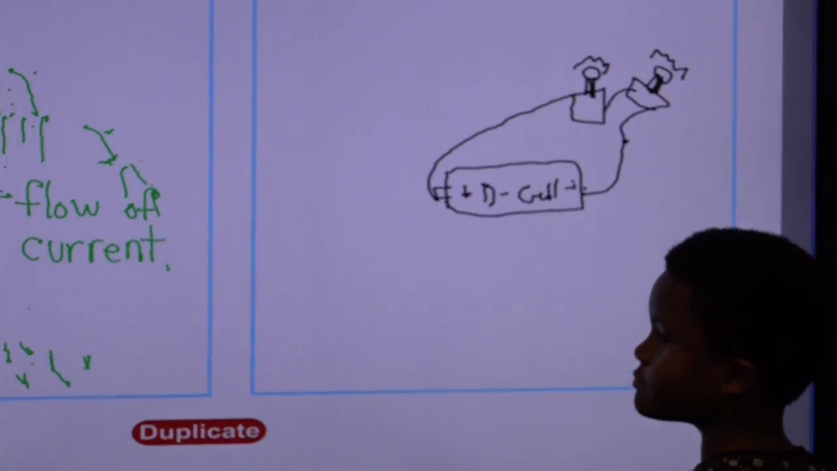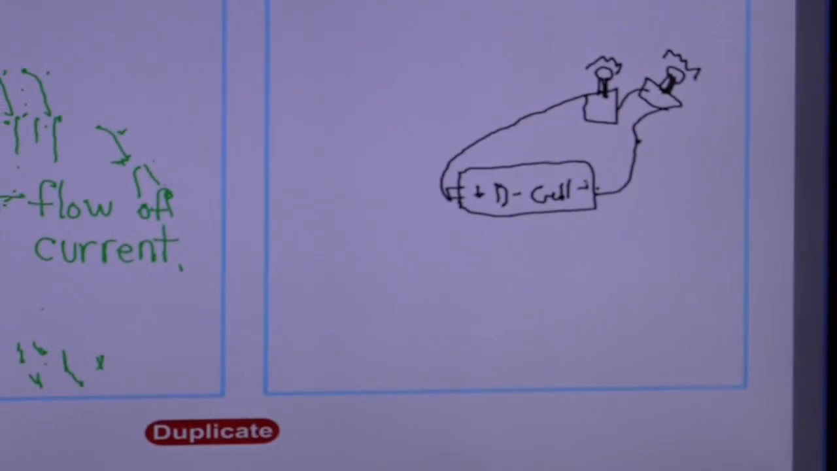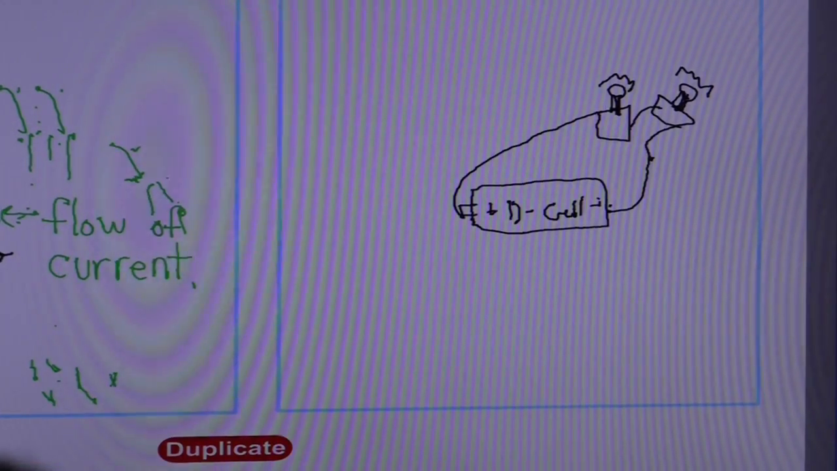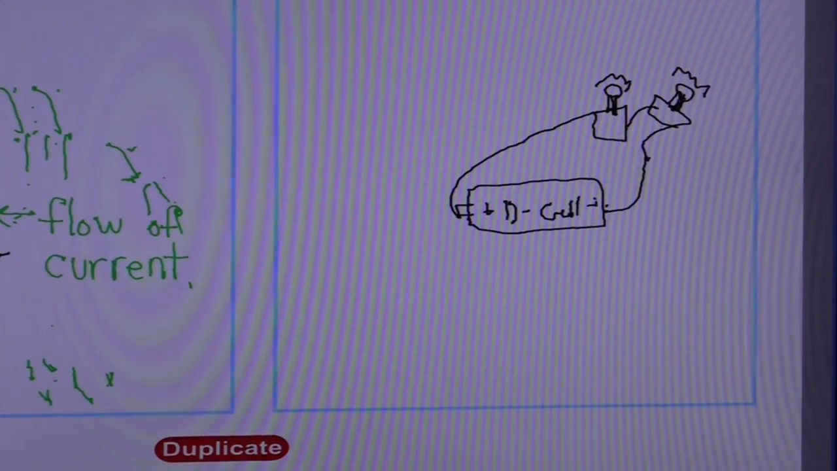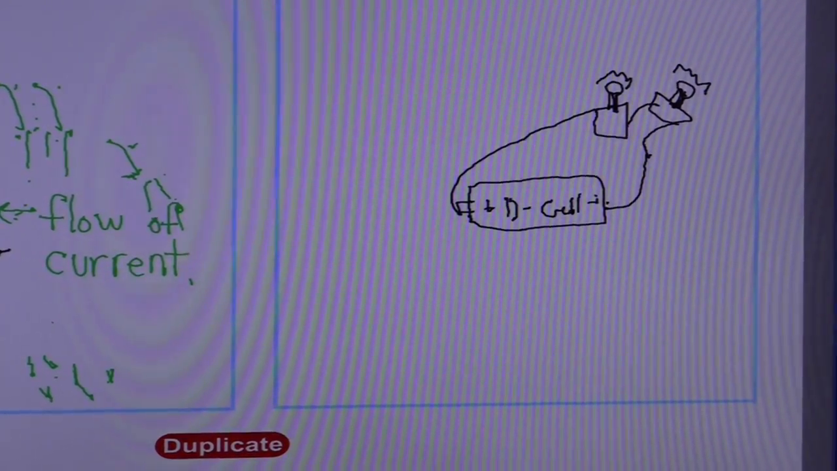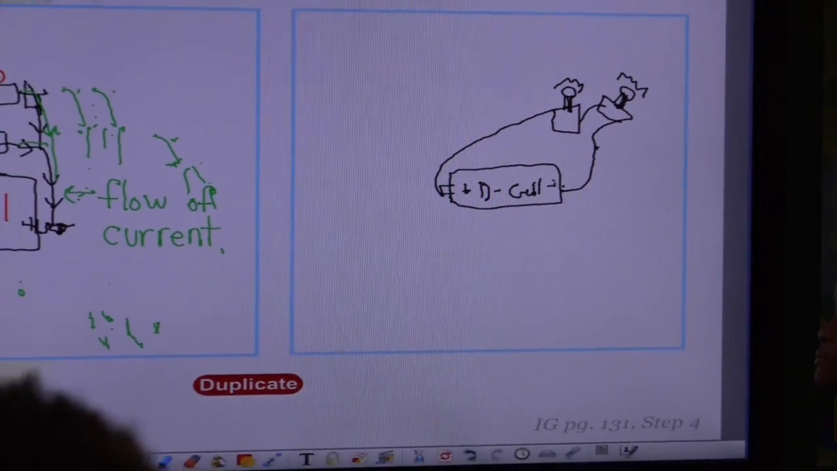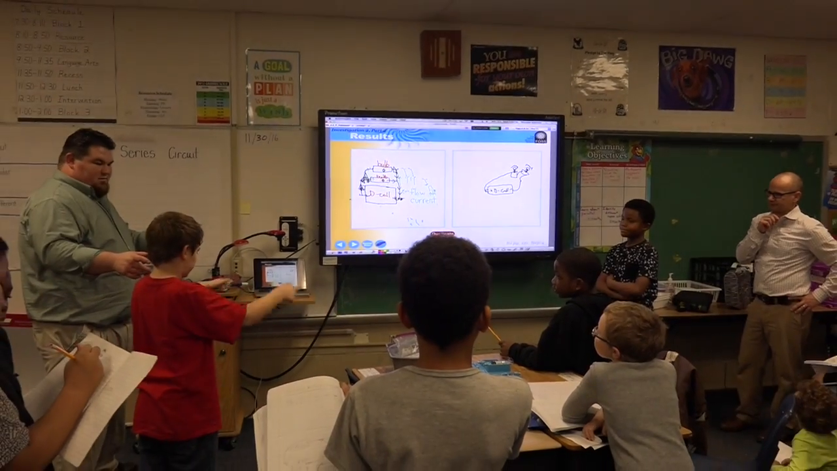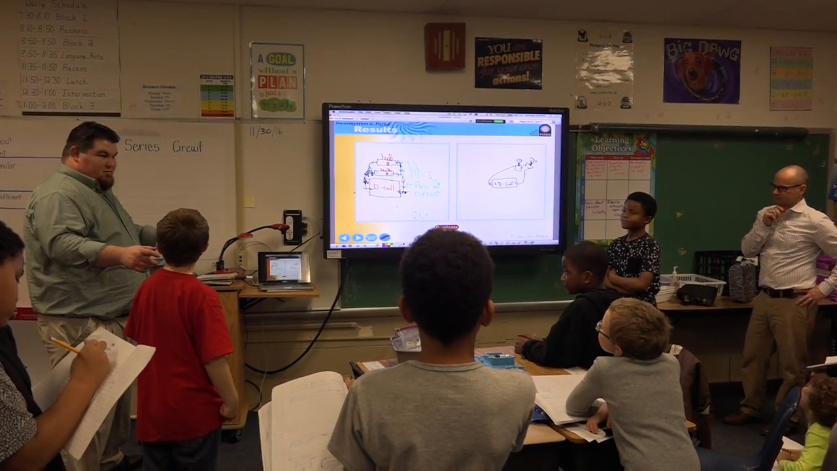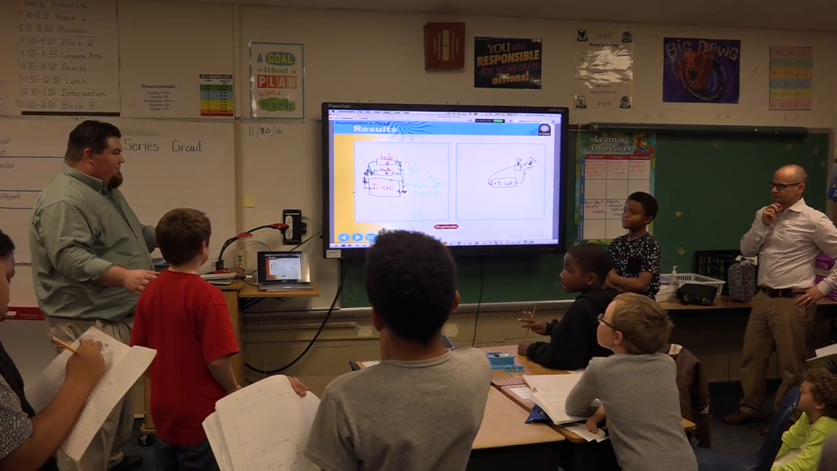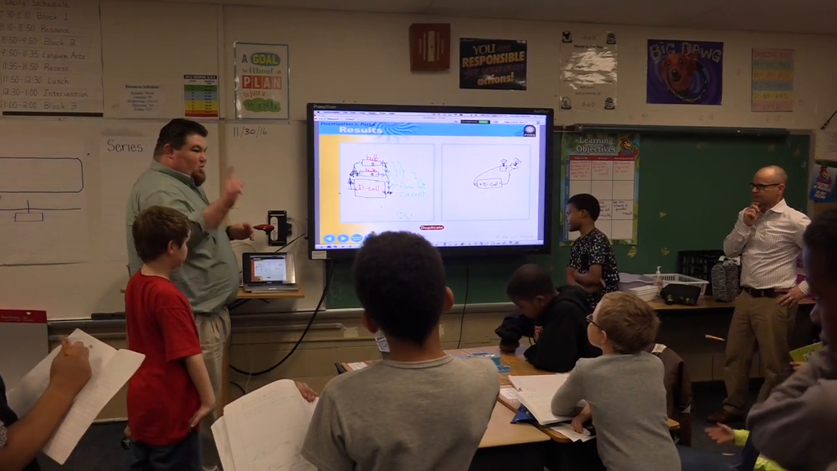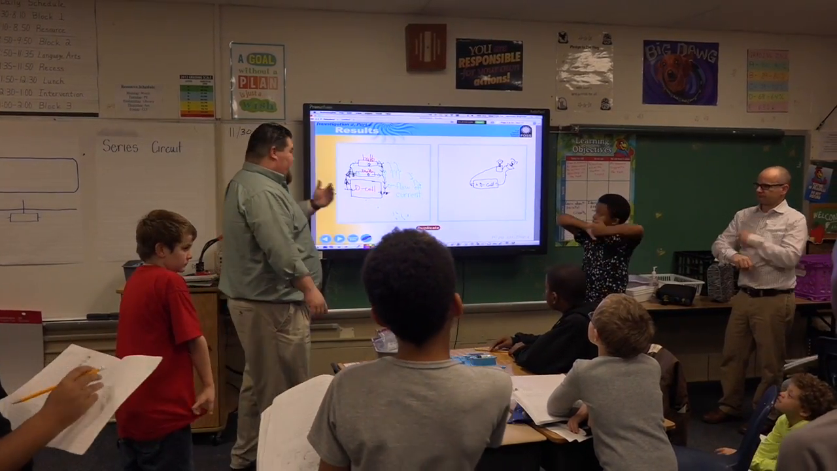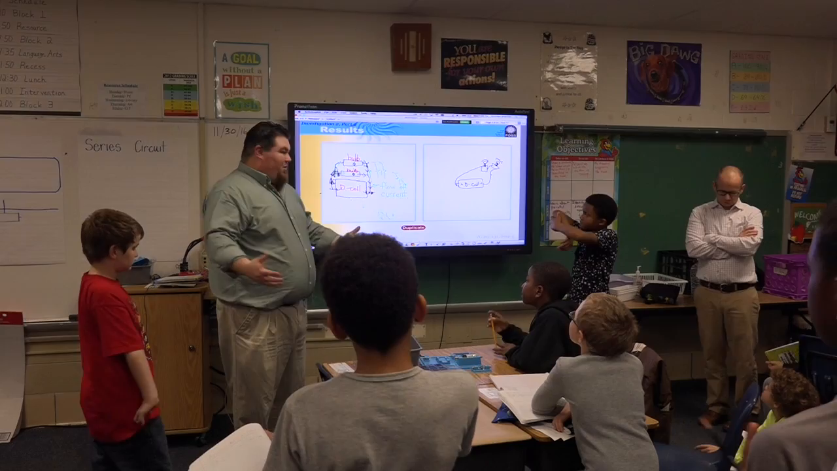Okay. So let's take a look at what Keon did. What's the difference between a series circuit and a parallel circuit? A series has two separate pathways. I mean, that's a parallel. A parallel, okay? So a series circuit has one pathway, and a parallel circuit has multiple pathways.